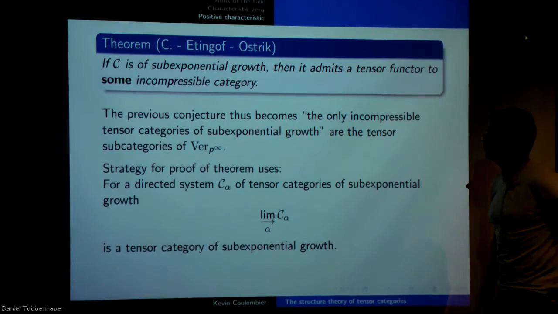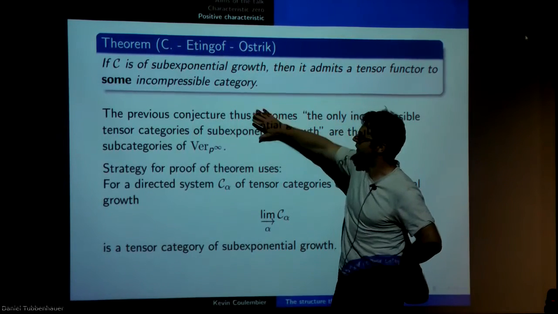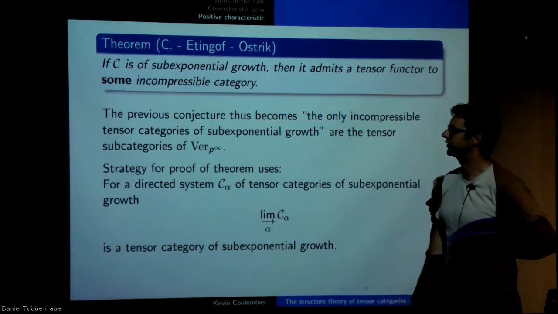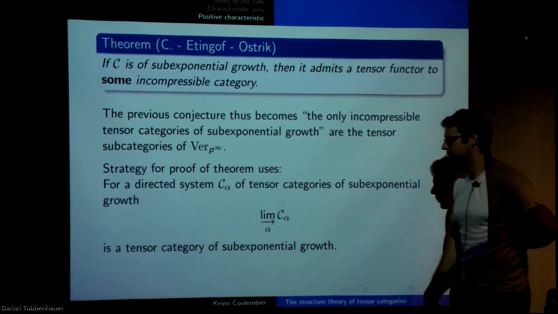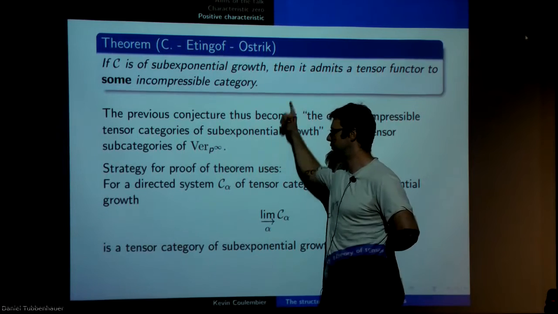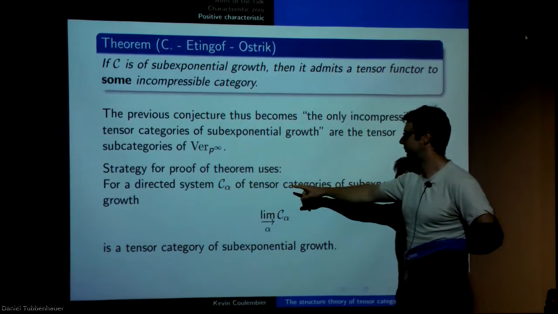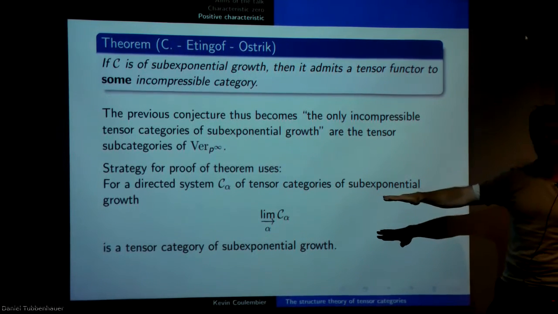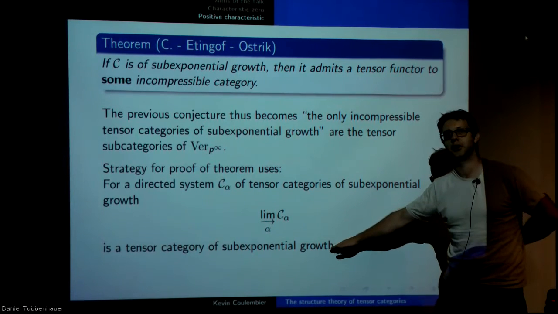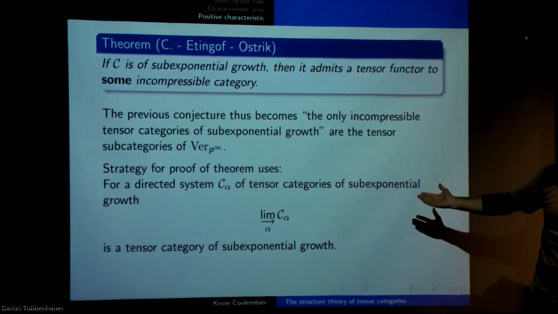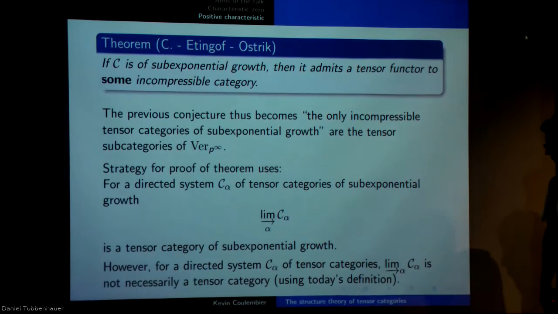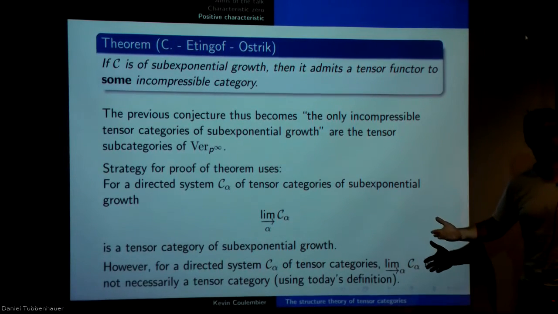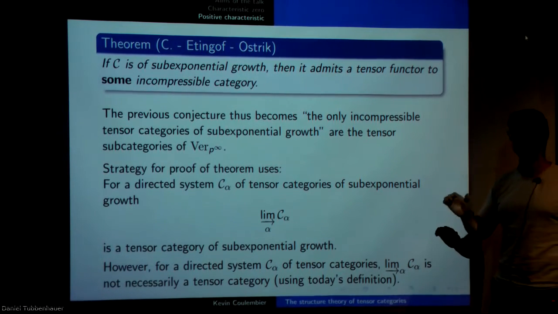So I want to say a word about the strategy of this proof, not for trying to prove this, because it relates back to something in characteristic 0 I mentioned. The crucial technical tool that we use is that if we have some directed system of tensor categories of sub-exponential growth, then the direct limit, in the naive sense, is again a tensor category of sub-exponential growth. This might not look like a great statement, but if we drop sub-exponential growth, then such a limit doesn't need to be a tensor category. I mean, it's again a tensor category up to this finiteness assumption.